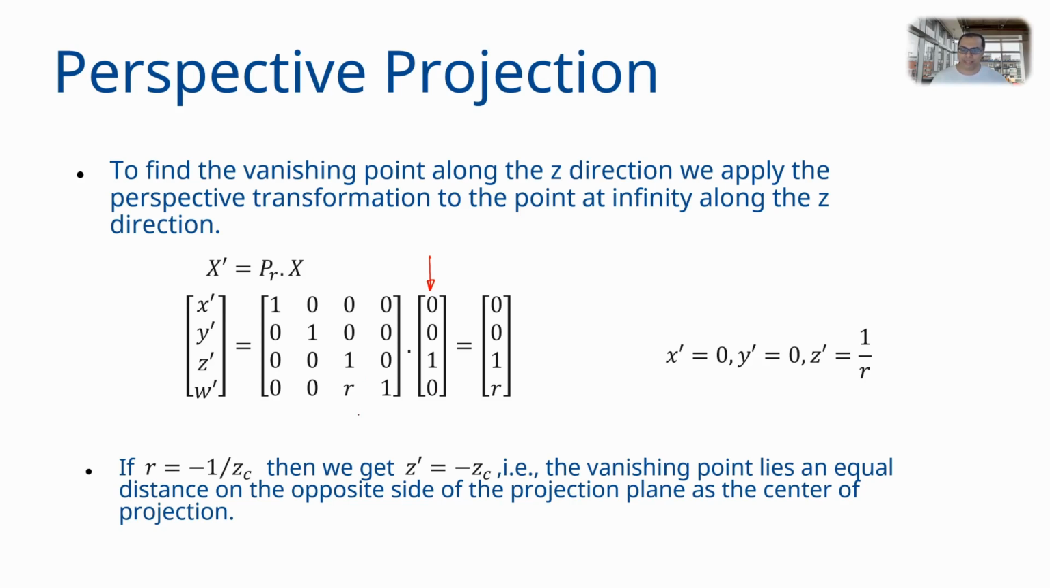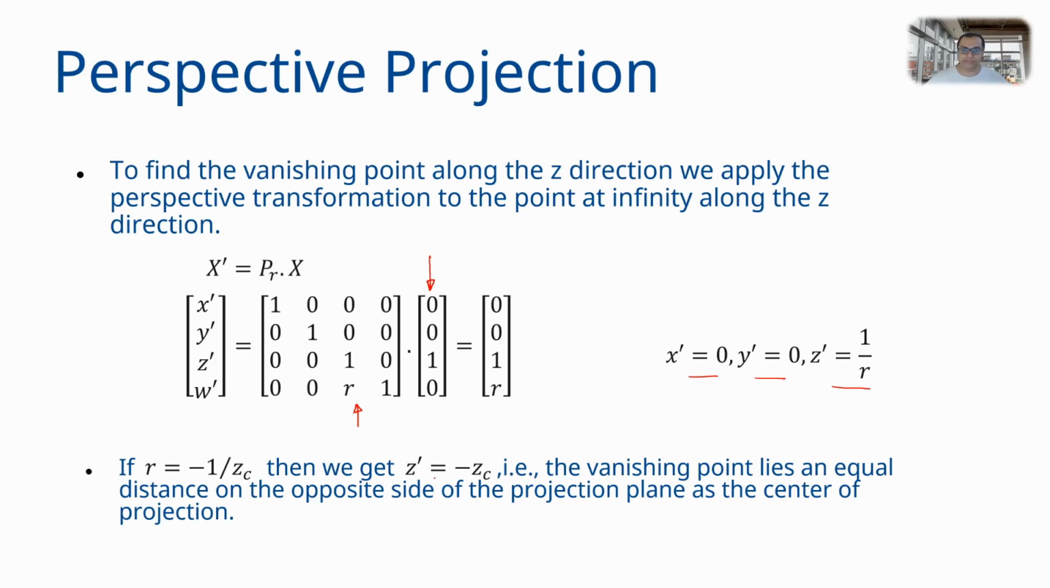Yes, we multiply this with our perspective transform, and what we get is 0, 0, 1, r. Now, if you dehomogenize this point, you will get x prime equal to 0, y prime equal to 0, z prime equal to 1 by r. So this gives you the coordinates of the vanishing point, right?